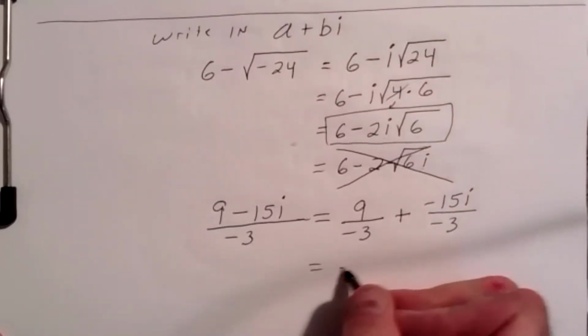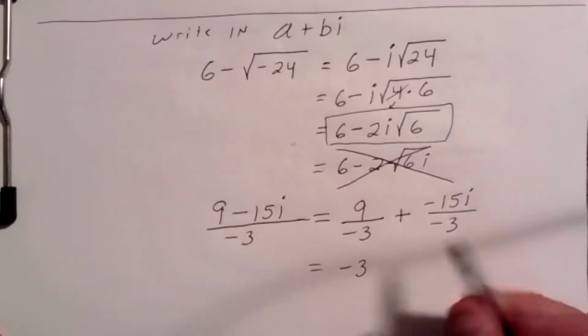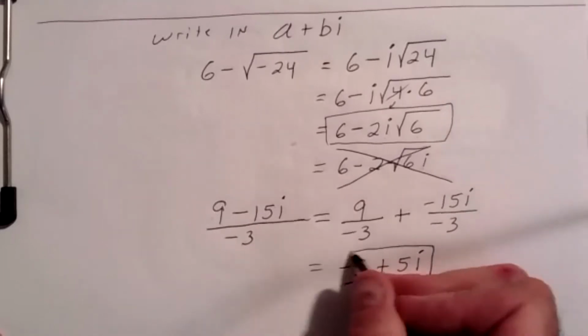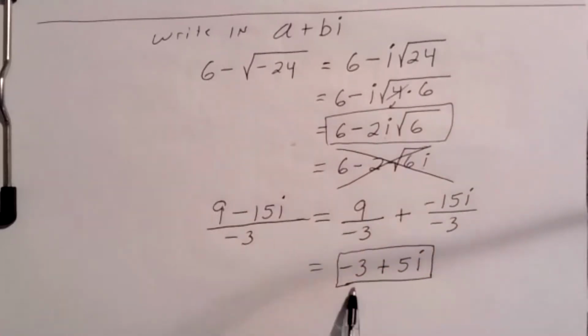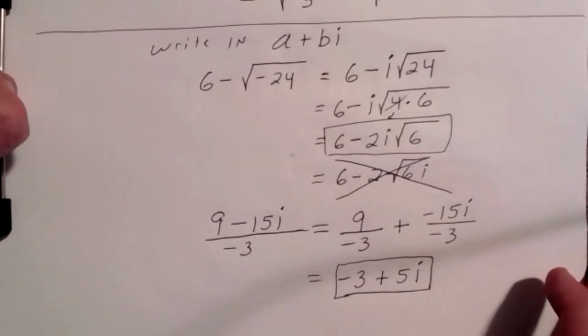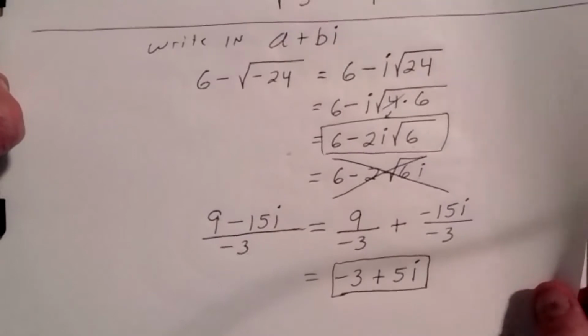This reduces down to -3. -15 divided by -3 is a +5. Ladies and gentlemen, I now have my number written in standard form, as far as a complex numbers form is concerned, correct? -3 plus 5i. So we went from this form to standard form, just as we were asked to do. Any questions about any of these so far, ladies and gentlemen? Performing some operations involving complex numbers or imaginary numbers, all right? Okay.